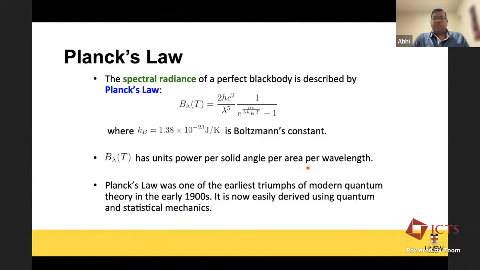And it was one of the earliest triumphs of modern quantum theory in the early 1900s. I will not go into the derivation of this, but it's easily available and it's easily derived using quantum and statistical mechanics.